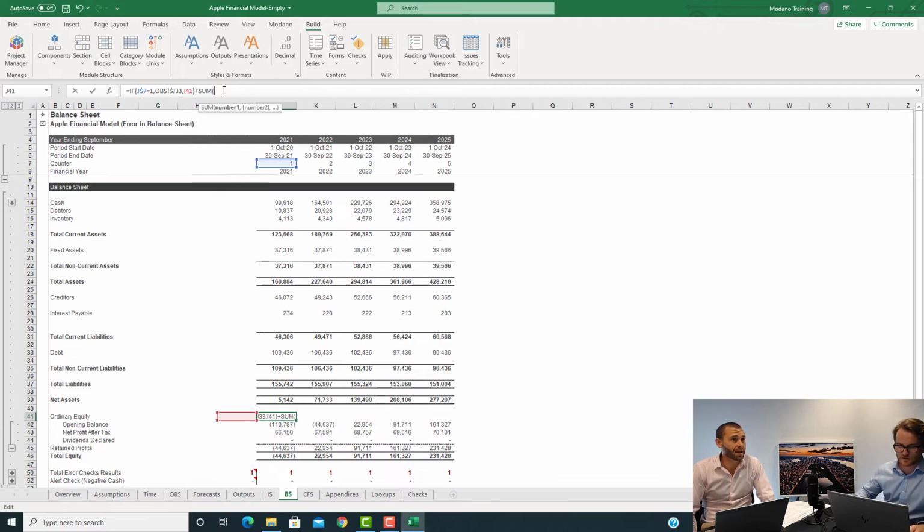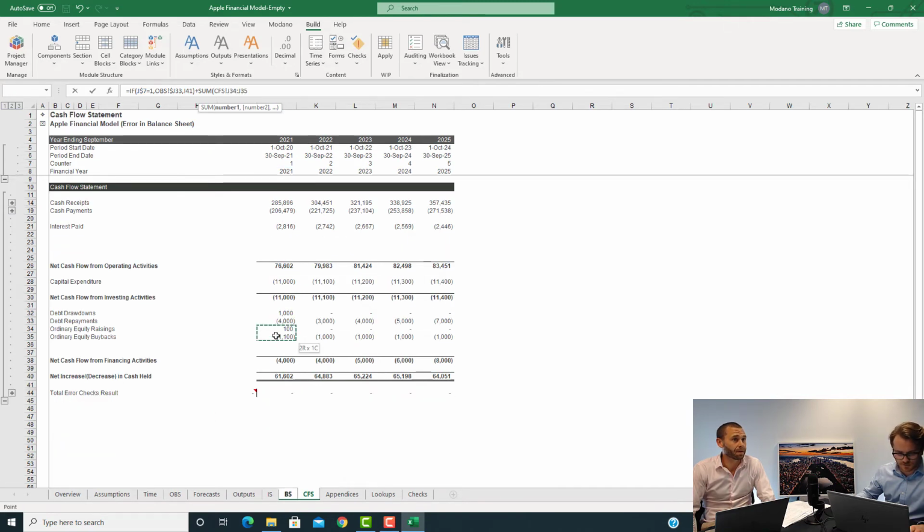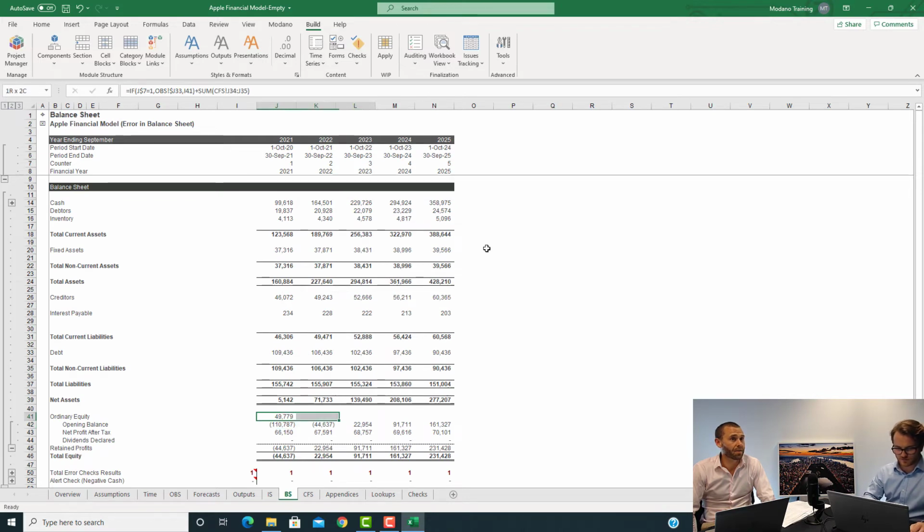So plus, and just add the sum of your ordinary equity raisings and buybacks on the cash flow statement. So the sum of 34 and 35. And that'll be the movement. Okay. And now copy that across, and obviously we need to include that in total equity. So the total equity formula needs to be total ordinary equity plus retained profit. So equals J41 plus J45. And the balance sheet balances again.